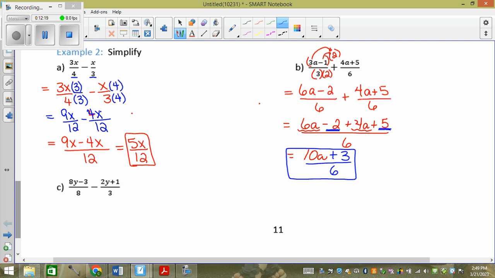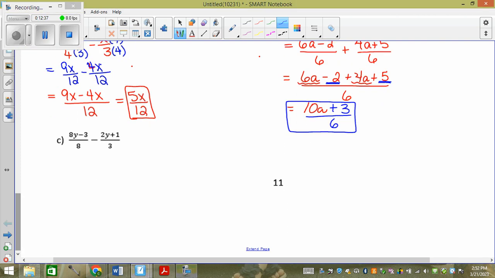What's common to 8 and 3? 24. Multiply 8 and 3. Try it out. This one is multiplied by 3, the whole thing. This one we're going to multiply the whole thing by 8.